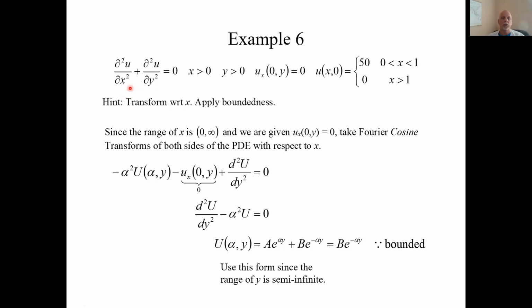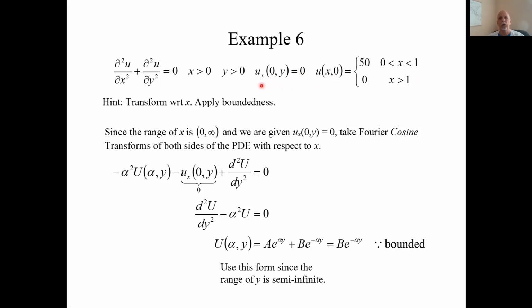Here, the two variables are x and y. They both come in as second derivatives. That doesn't tell us which variable. They're both semi-infinite, so that doesn't narrow it down. So let's look at the boundary conditions. Here, where x equals 0, you get a nice boundary condition of 0. Here, when y equals 0, you get something, but it's not a nice 0 condition.